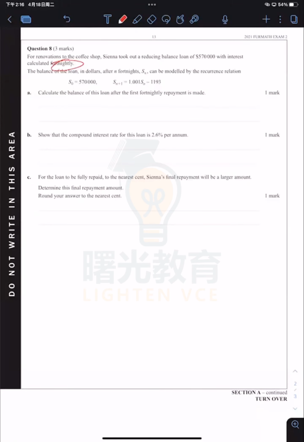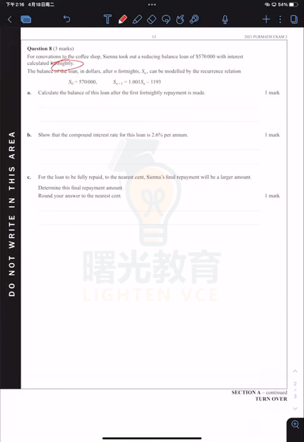All right, watch out for time terms like fortnightly, monthly, half yearly, quarterly. Just highlight them, it would help you address it. The balance of the loan in dollars after N fortnights, SN, could be modeled by the recurrence relation: S0 = 570,000, SN+1 = 1.001 SN minus $1,193. So calculate the balance of this loan after the first fortnightly repayment is made.